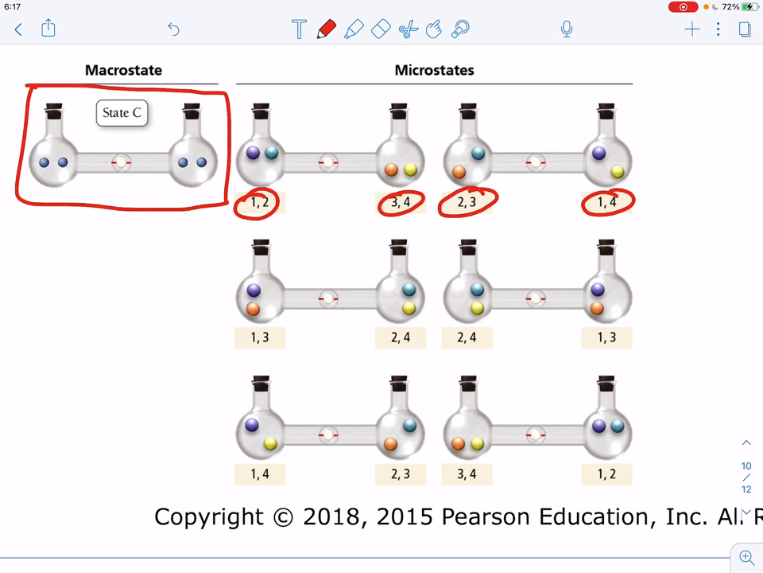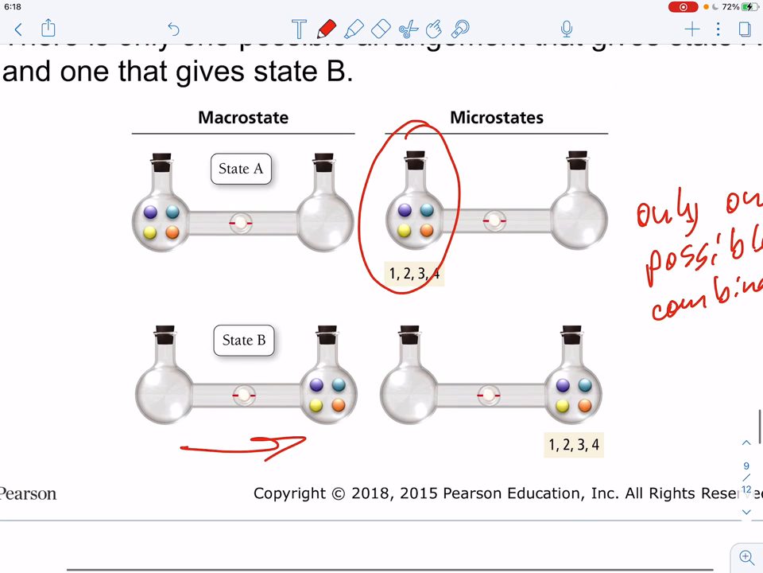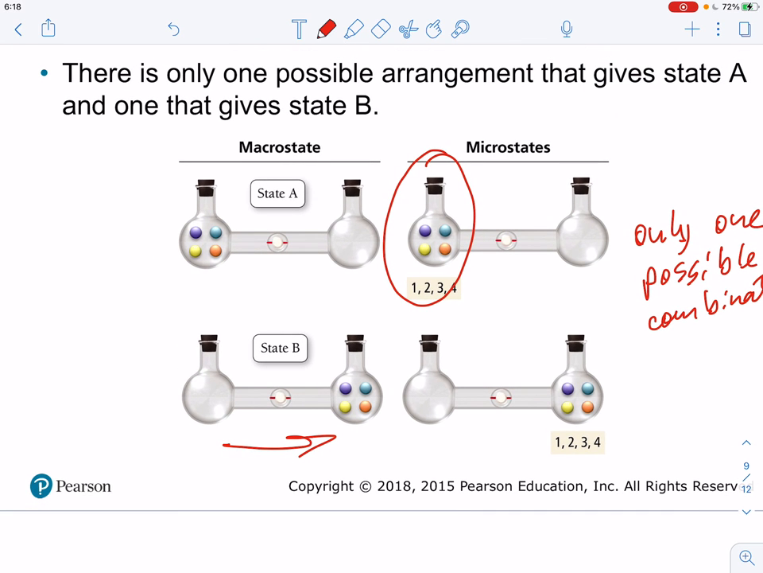They are all equivalent because you have two molecules of the same gas in each chamber. So energetically, they are completely equivalent. These are all equivalent states. But if we notice in the other two cases, there is only one possible combination when you have all four molecules on one side.